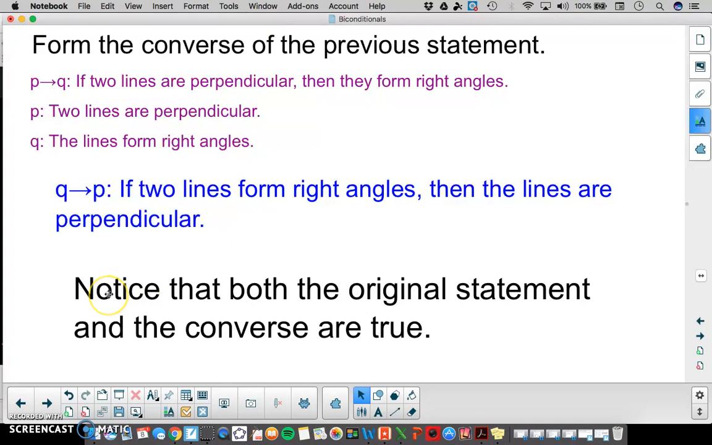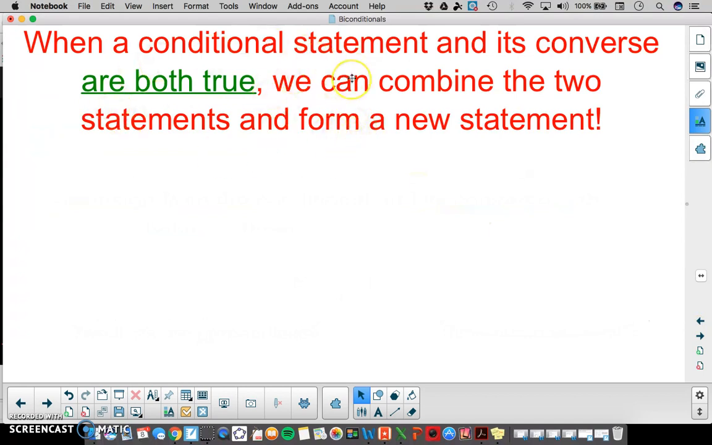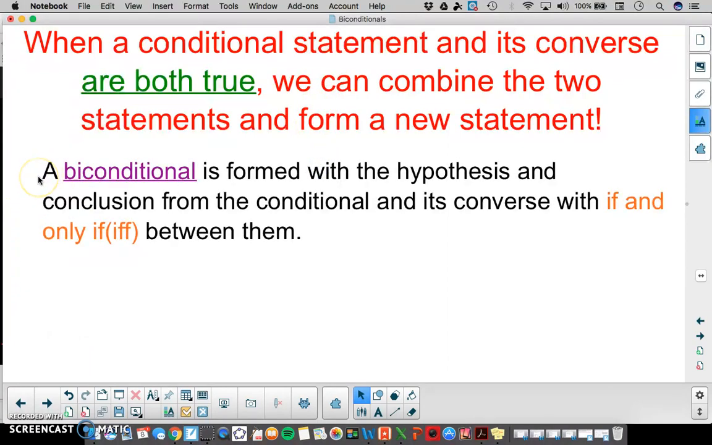If you look back, you could notice that both the original conditional statement and the converse are true statements. P implies Q. If two lines are perpendicular, then they do form right angles. And if two lines form right angles, they must be perpendicular. Both of those are true statements. This leads us in to talk about the new statement that we can form. When a conditional statement and its converse are both true, we can combine the two statements and form a new statement, which is called a true biconditional.